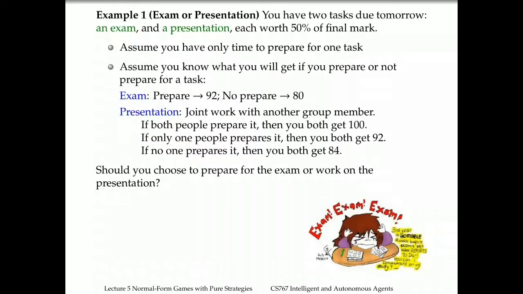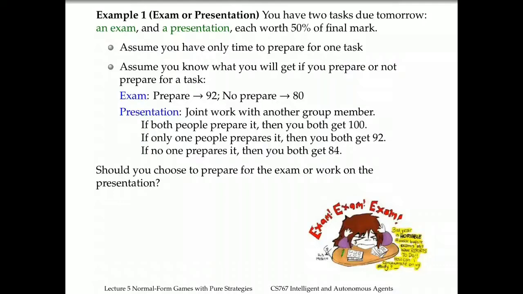And if you prepare for the exam, then out of all the calculation, you can be relatively sure that you get at least 92 in the exam, and you will get 80 if you do not prepare for the exam, right?